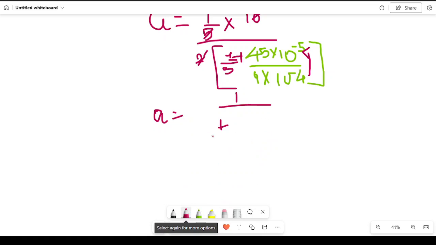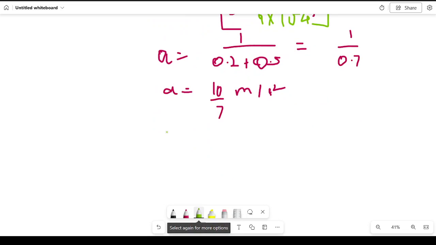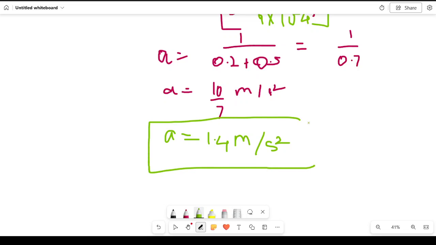So this is equal to 0.2 plus 0.5, right? So finally it becomes 1 upon 0.2 plus 0.5, that is 0.7. So A equals 10 by 7. I'm multiplying numerator and denominator by 10, so I'm getting 10 by 7 meters per second square. This is the answer. Now if I divide this, I will get A equals 1.4 meters per second square. This is the acceleration of the spool. Thank you.